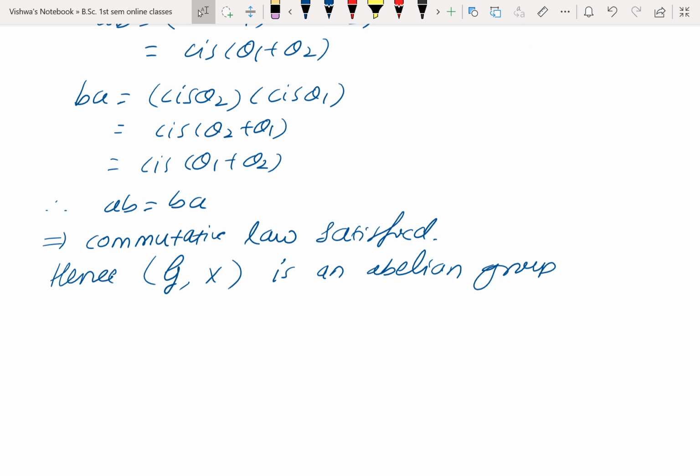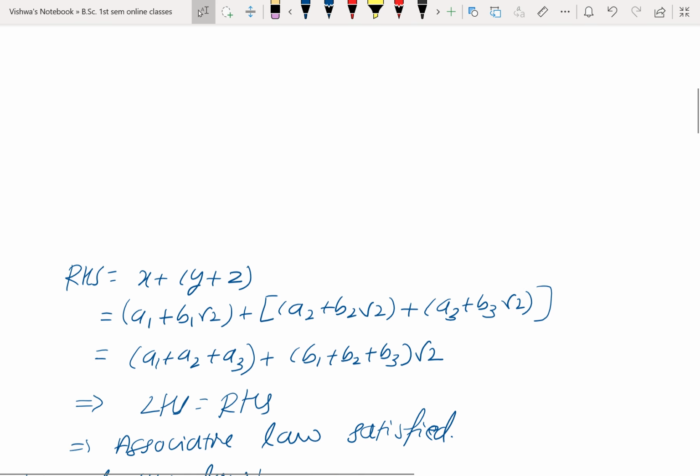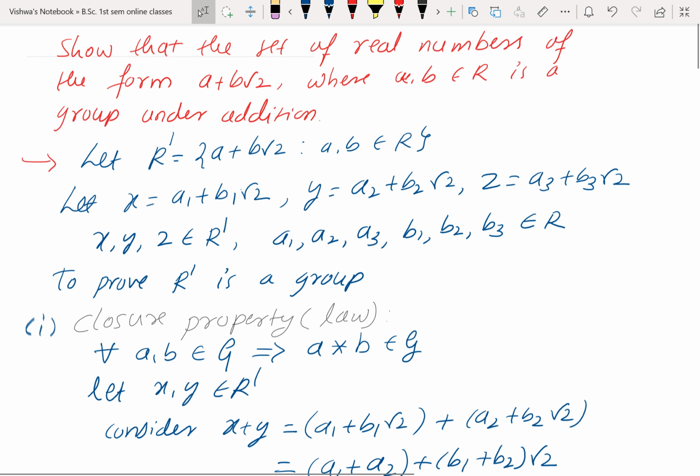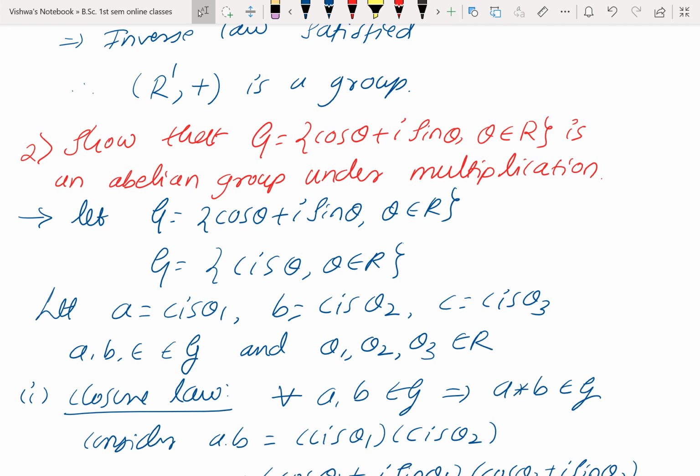So therefore, in this class we have proved two examples. This is the first example: show that the set of real numbers of the form a plus b root 2 is a group under addition. And the second one is: show that G equal to cos theta plus i sin theta, where theta belongs to R, is an abelian group under multiplication.